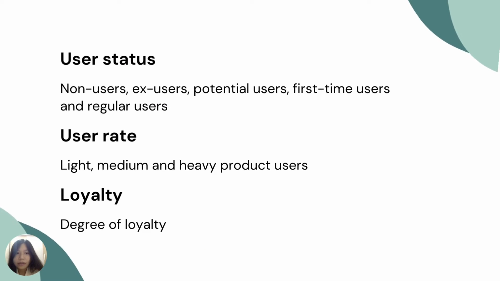We also have user status, user rates, and loyalty status. Marketers can also segment based on user statuses into non-users, ex-users, potential users, first-time users, and regular users. Another type of division based on user rates is to segment markets into light, medium, and heavy product users. They can also be divided into groups according to their degree of loyalty.